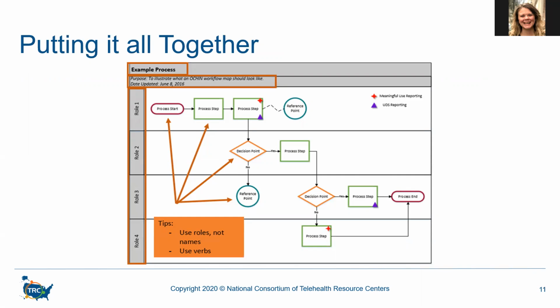And one other thing that you'll see in some of the examples at the end is that we like to use verbs. Those are your action words. So what is the exact action that a person in that role would need to take to complete the process step?